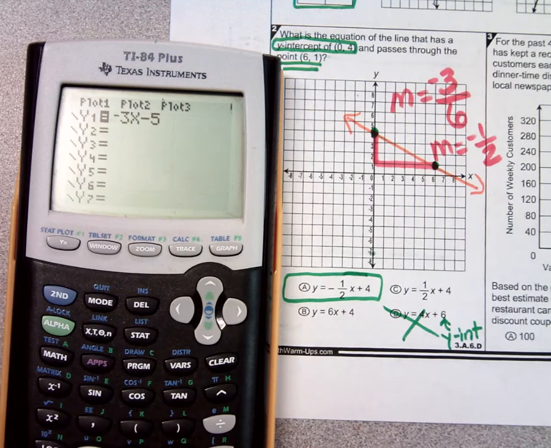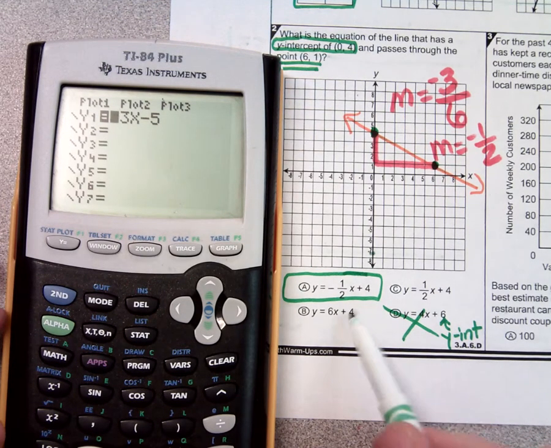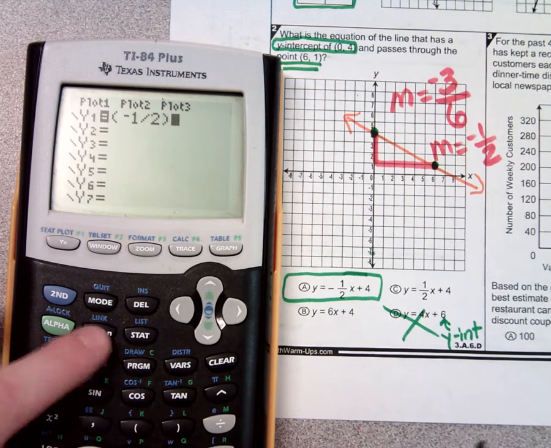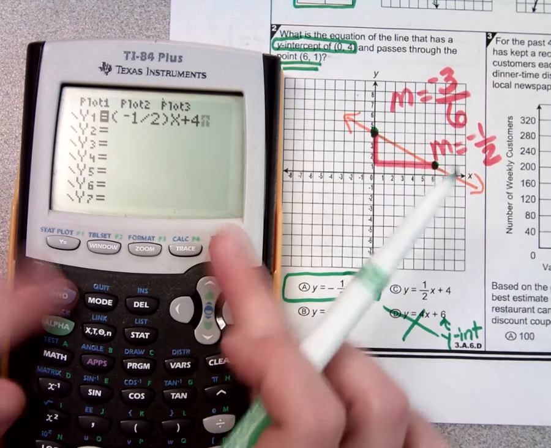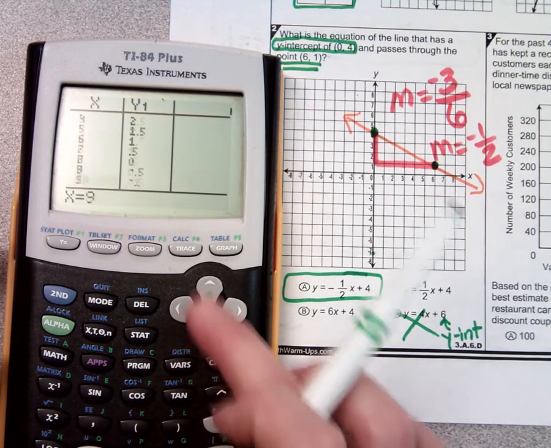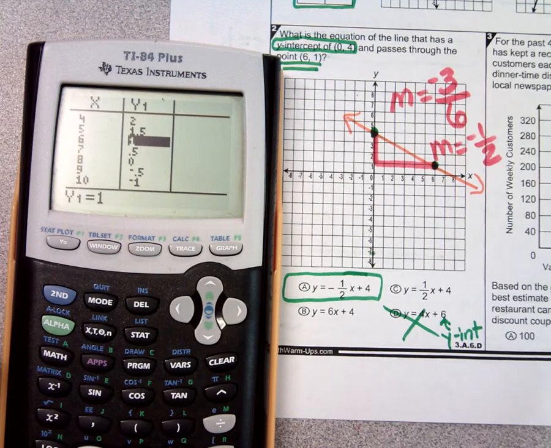Now, another way I could do this. Since I know that all of these have the correct y-intercept, I could go to the y equals and type the equations in. So I'm going to show you this first equation in there. I'm going to go to the table and see if the table has the ordered pair 6, 1. And sure enough, it has the ordered pair 6, 1. So that's another way to know that this is the answer.